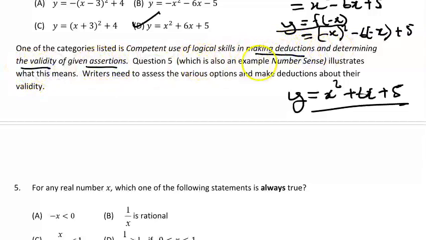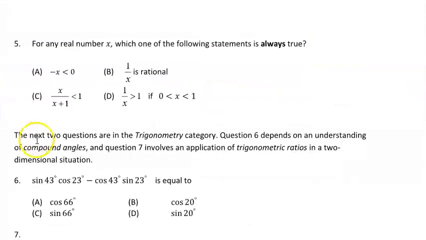Question 5, which is also example number sense, illustrates what this means. Writers need to assess the various options and make deductions about their validity. Let's see now whether this statement, so let's read the statement. For any real number x, which one of the following statements is always true? Okay, so let's look at it.